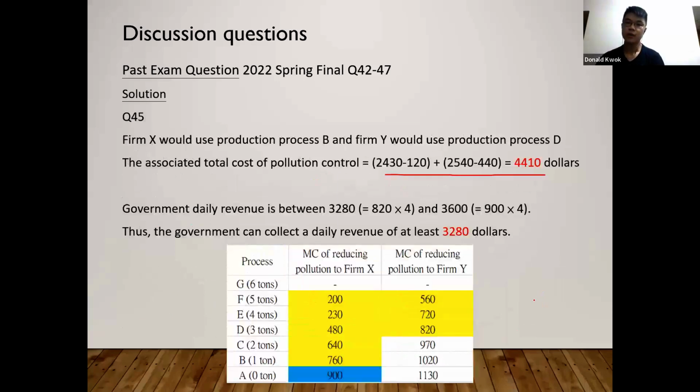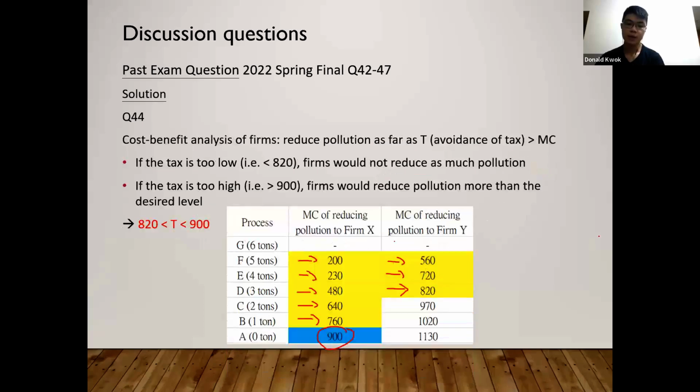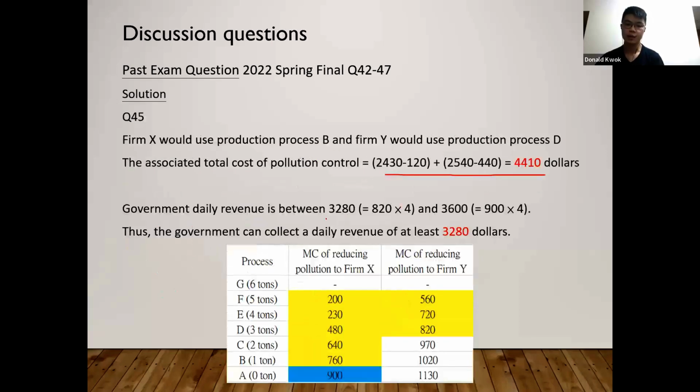So finally, the second part of question 45, to find the government's daily revenue. We have found out the range of per unit tax T here in question 44. And after this range, we know that the total amount of sewage discharge is 4 tons. So if we multiply 4 to both sides of the inequality here, it is simply the range of the total tax revenue. And this is why I have the range here, and the minimum daily revenue is 3,280.